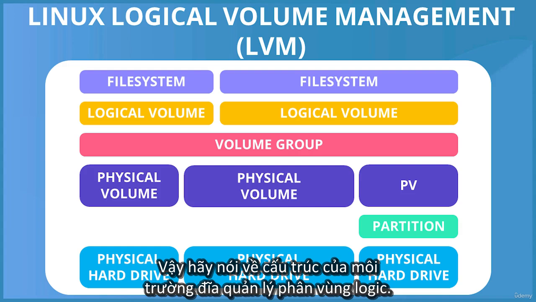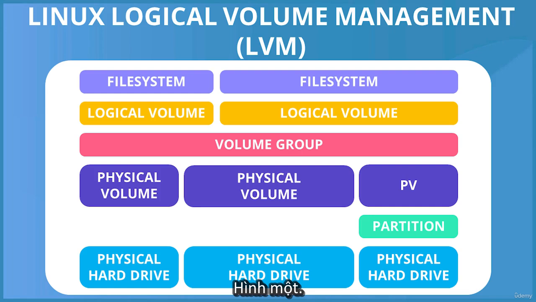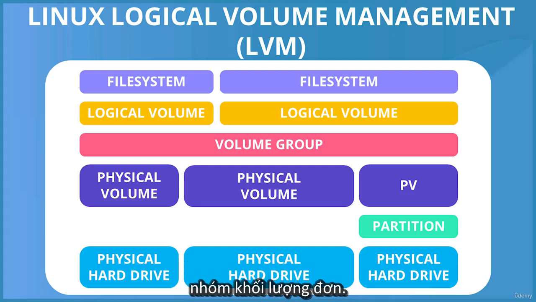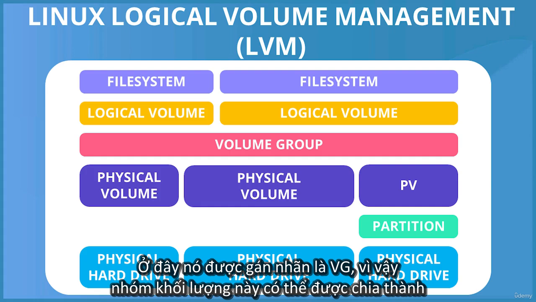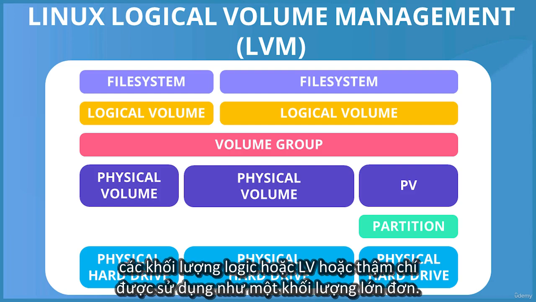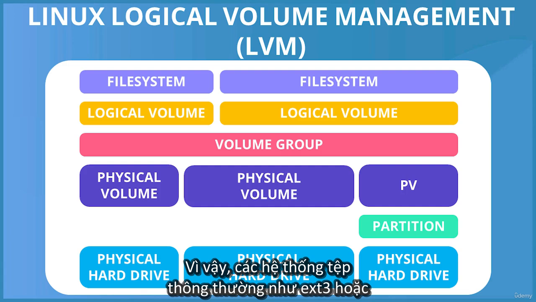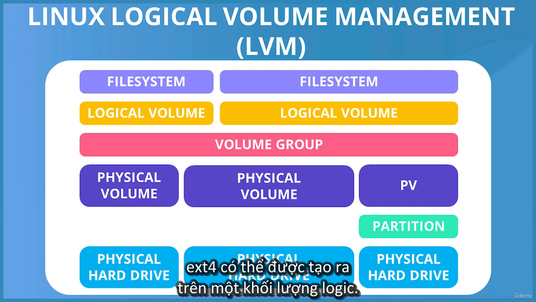So let's talk about the structure of a logical volume manager disk environment. You see this picture, figure 1? Logical volume management enables the combining of multiple individual hard drives or disk partitions into a single volume group. Here it's labeled VG. This volume group can then be subdivided into logical volumes, or LV, or even used as a single large volume. Regular file systems such as ext3 or ext4 can then be created on a logical volume.